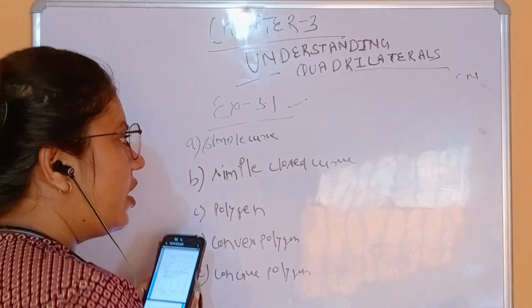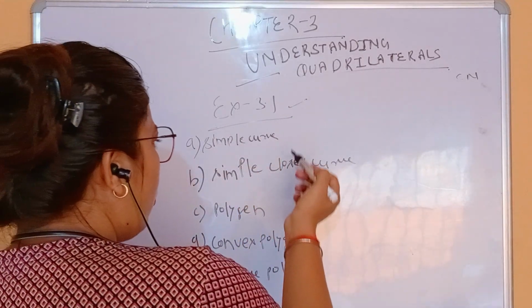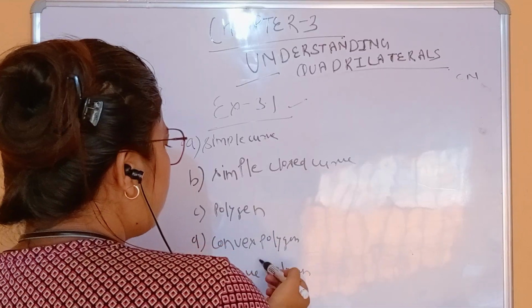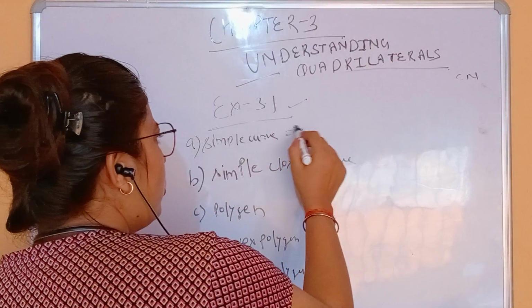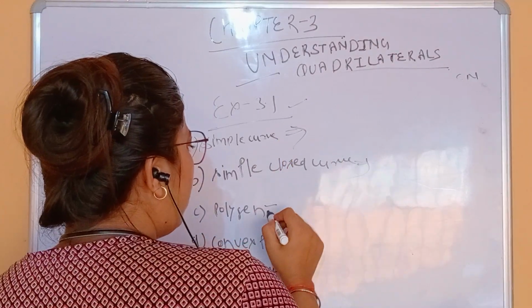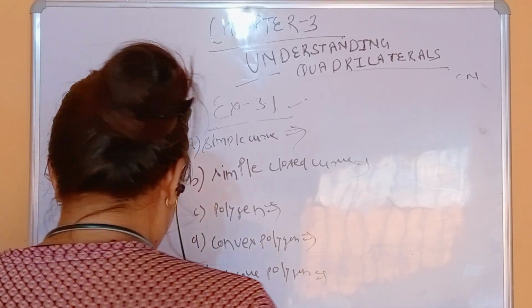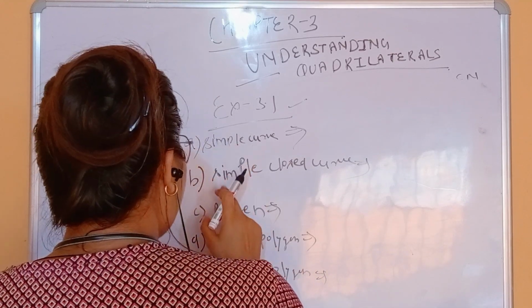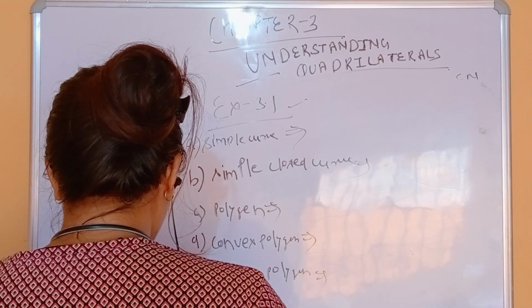So there are many pictures given. It asks which are simple curves, which are simple closed curves, which are polygons, which are convex polygons, which are concave polygons. We can write here whose figures are given. You can see in your book there are many figures given. Okay, so what do we write first? There are simple curve, simple closed curve, polygon, convex polygon and concave polygon.